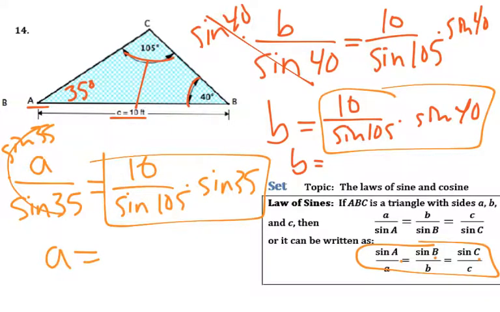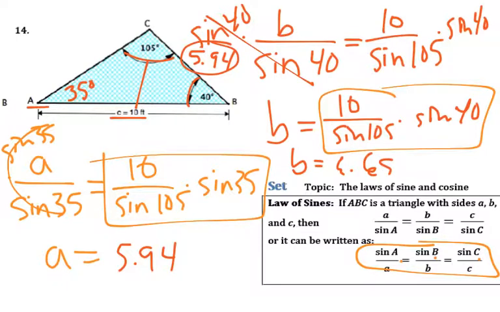I go the sine of 35 times 10 over the sine of 105, which gives me my first answer: a is 5.94. Then I do the same thing for b, except instead of 35, I've got 40. So the sine of 40 times 10 over the sine of 105 gives us 6.65. Alright?